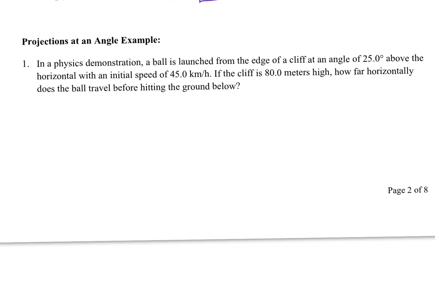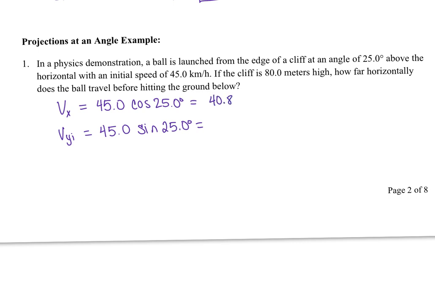So when I calculate my velocities, I have to consider a horizontal velocity, which is going to be that initial velocity multiplied by the cosine of the angle at which it was launched. And I have an initial vertical velocity, same 45, but now I'm going to do sine of that guy. Now, when I do this, I get 40.8, but I am in kilometers per hour here.